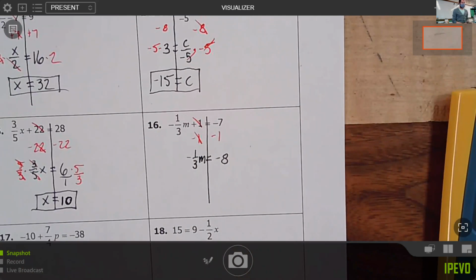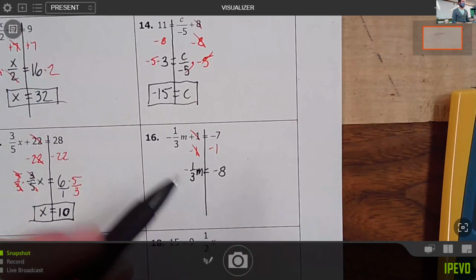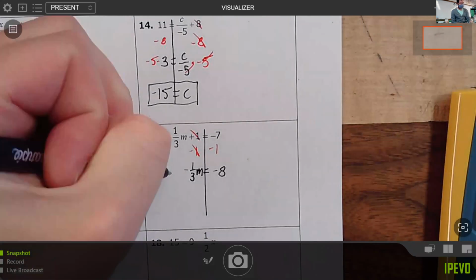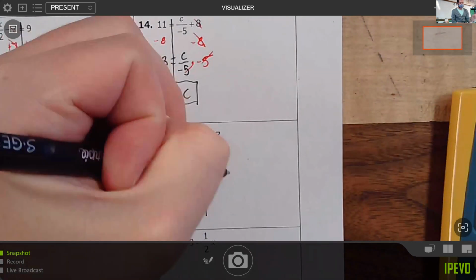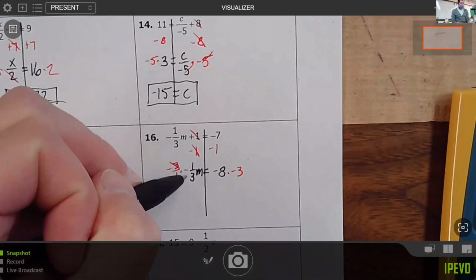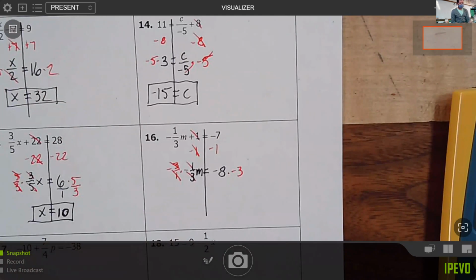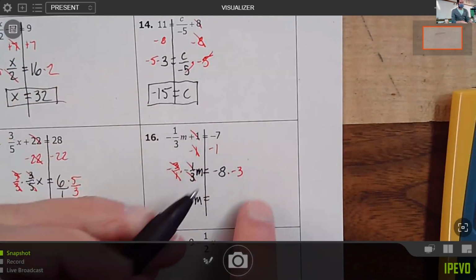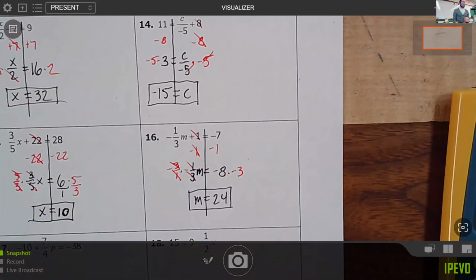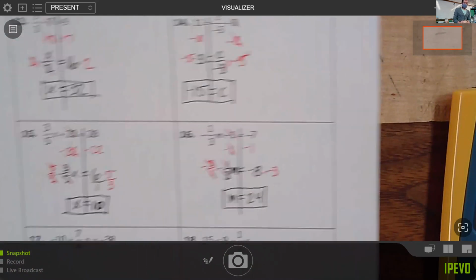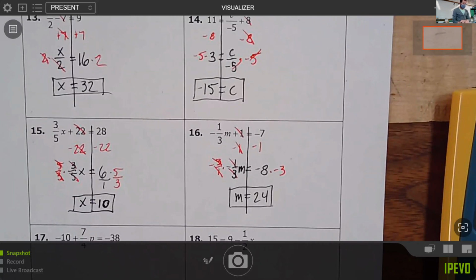Negative 7 minus 1 is negative 8. Now to get the variable by itself, we have to undo the multiplication of that fraction by multiplying both sides by the reciprocal, which would be negative 3 over 1. Negative 3 over 1 is also just negative 3 as a whole number. So over here, I'm just going to multiply by negative 3. Because negative 8 is also a whole number. We've got m, negative times a negative, 8 times 3 would be a positive 24. So m equals 24. Couple more, and then we're going to look at these bottom ones where it says, watch out.